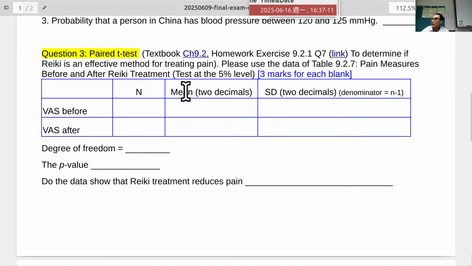Okay, and how about the degree of freedom? Degree of freedom, we compare that together. So that's 23 minus 1. Here's 22. How about the p-value?